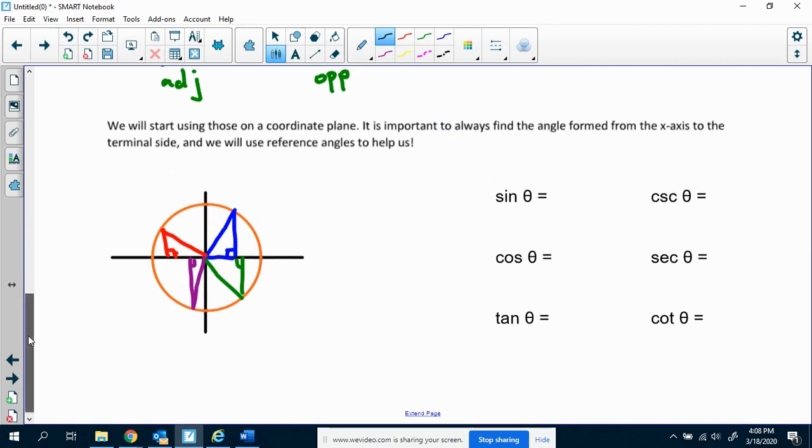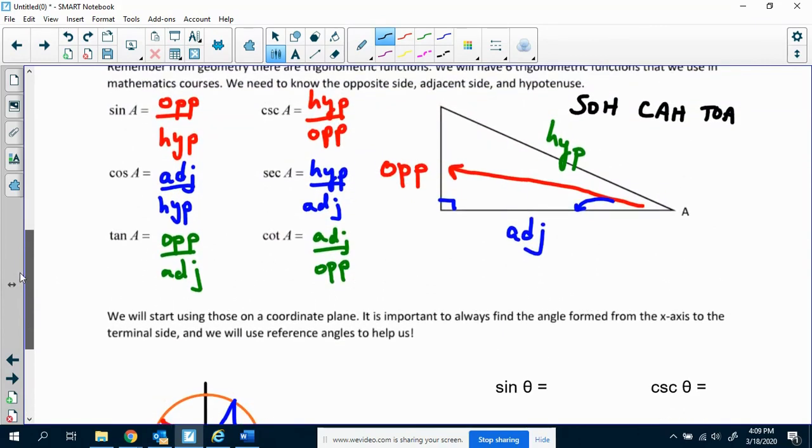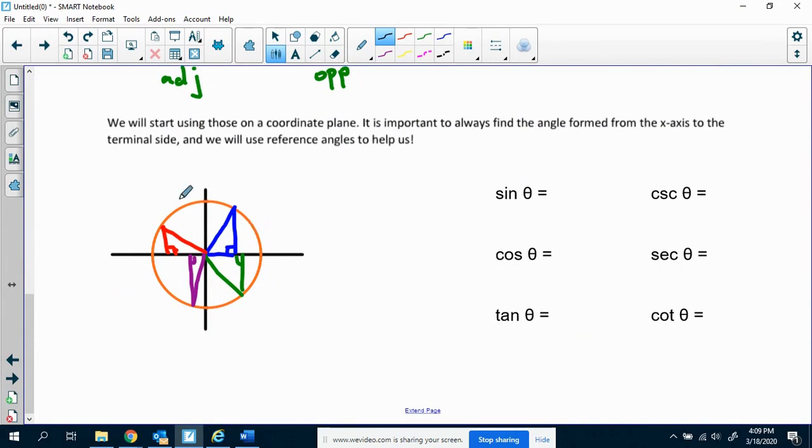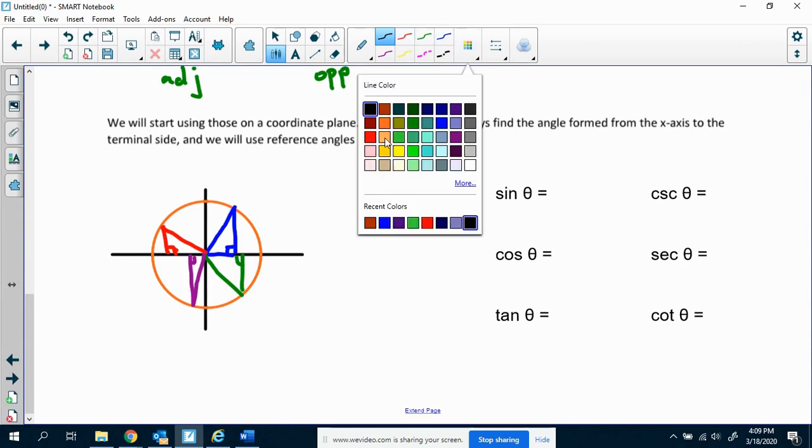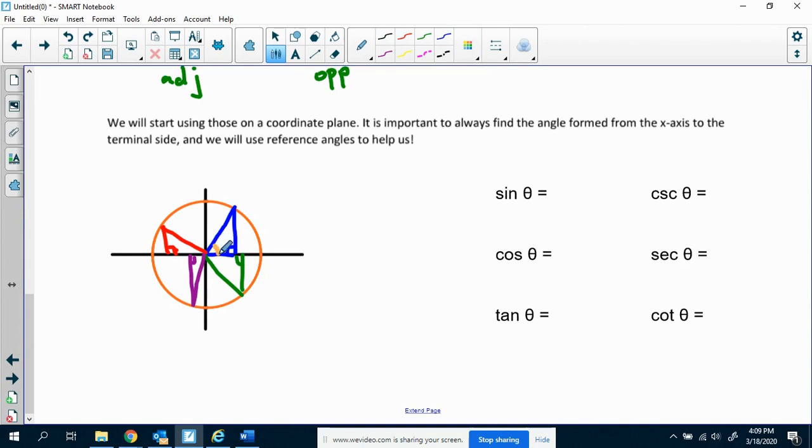Now, what we've done in the past is we've seen opposite over hypotenuse, adjacent over hypotenuse, opposite over adjacent. That's still true, but it just so happens that in each of these cases, since the angle we're forming is with the x-axis, we're looking at this, this, this, and this as my four angles. Since we're finding the angle formed from the x-axis to the terminal side, we're going to use reference angles to help. So each of these four angles that are like that peach color, while they're not the same, they all have the same properties.